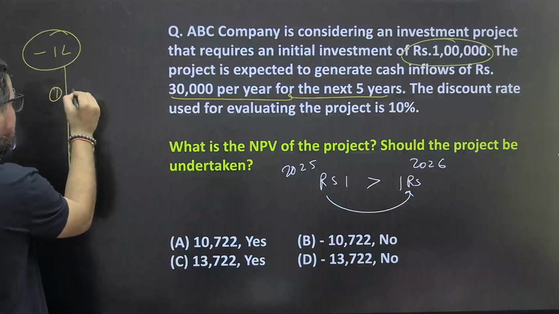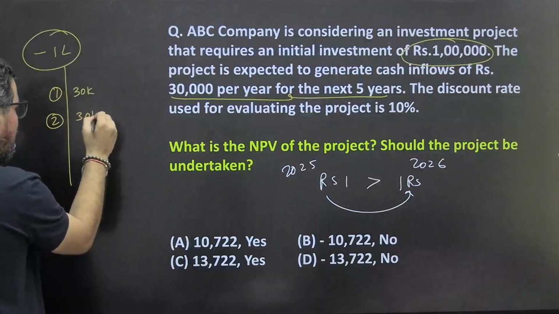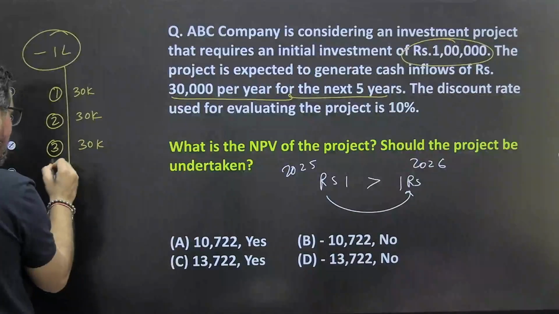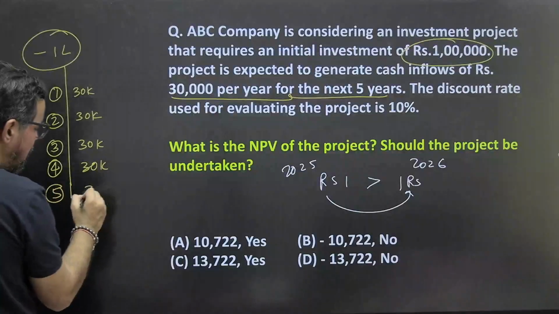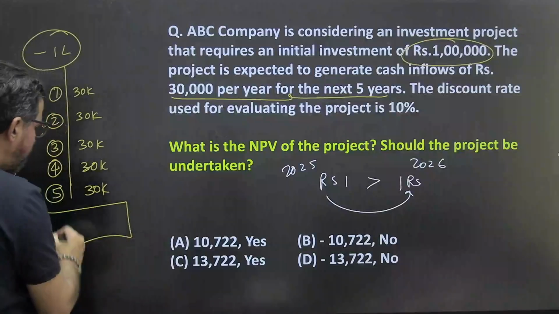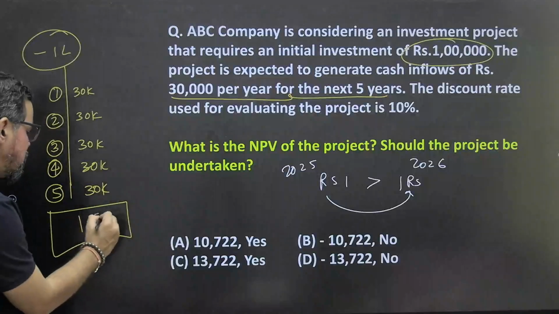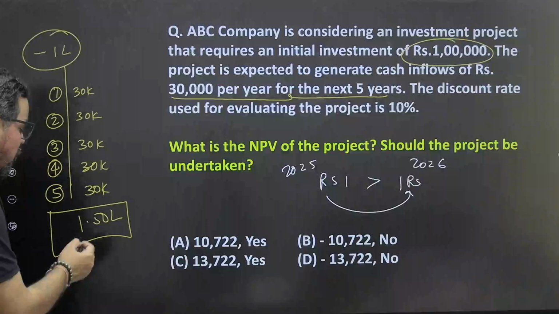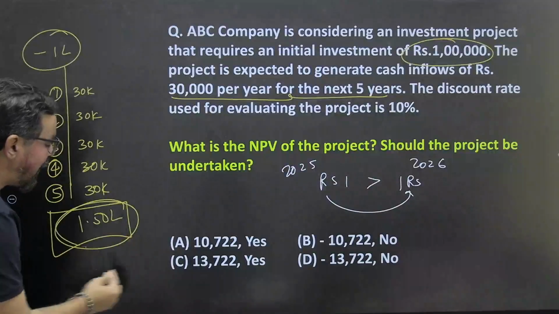That means the first year is 30,000, at the end of the second year 30,000, at the end of the third year again 30,000, at the end of the fourth year 30,000, and at the end of the final year 30,000. So the project is for 5 years and every year you are getting 30,000. That means overall you are getting 1.50 lakh. So you have invested 1 lakh rupees but you are getting 1.50 lakh.